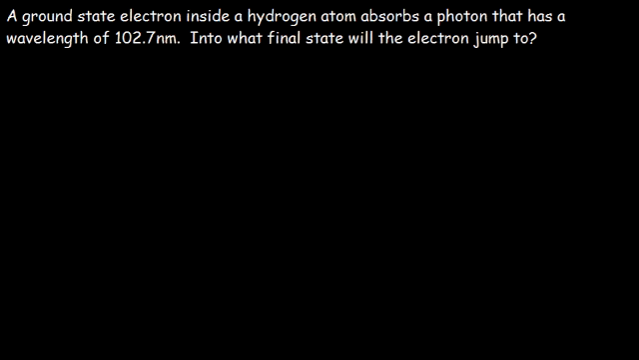Let's try this problem. A ground state electron inside a hydrogen atom absorbs a photon that has a wavelength of 102.7 nanometers. Into what final state will the electron jump to?